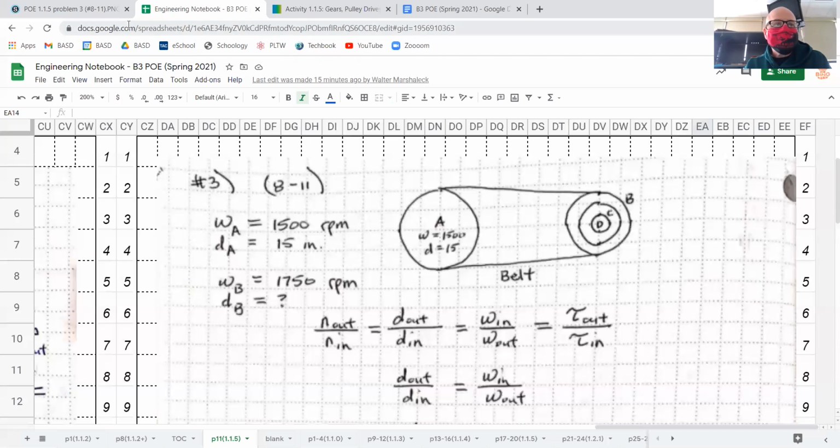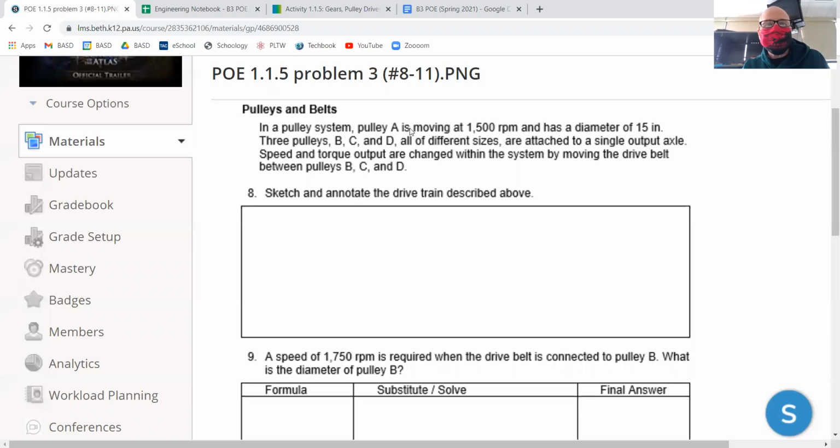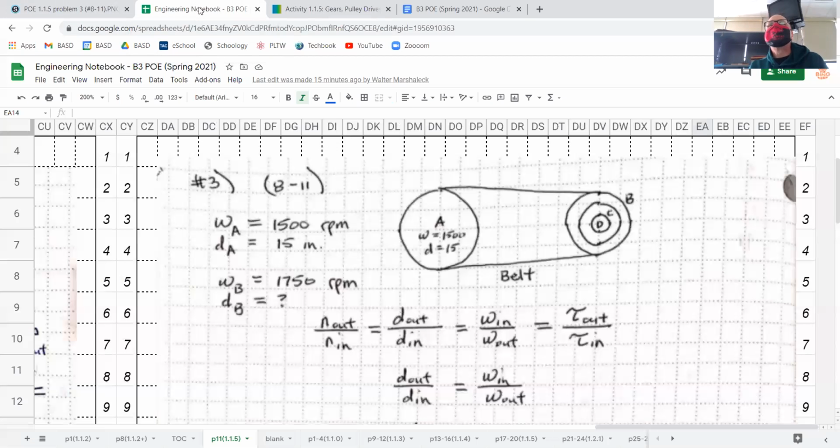So in this problem, it said all of this stuff. Pulley A is moving at 1,500 RPM. 1,500 RPM is like a circular velocity, or what they actually call it is an angular speed. Revolutions per minute, that's an angular speed. Well, I know from looking back at the equation in the notes from 1.1.3, there are PowerPoints in there. You can look at that yourselves.